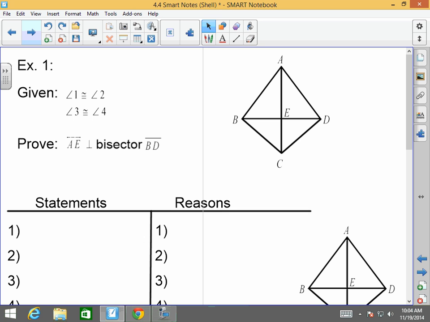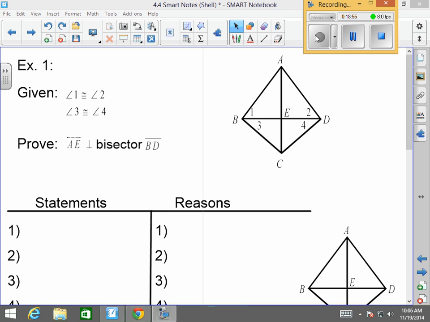Okay, real quick. I have here given angle 1 is congruent to angle 2, which, of course, I did not label. So I guess pack up your stuff. I'll label them, and I will have the rest of this video up tonight. Thank you very much. Hope you learned a lot. Please watch the video.